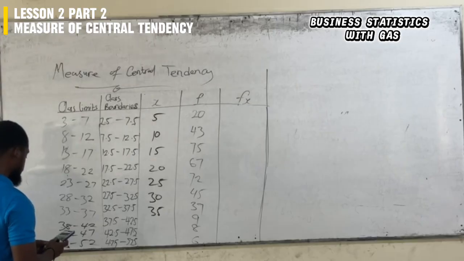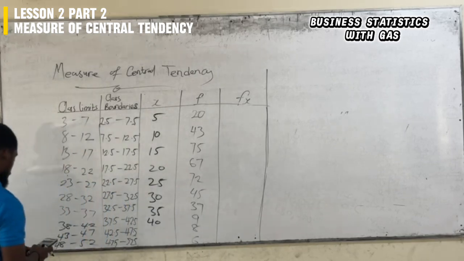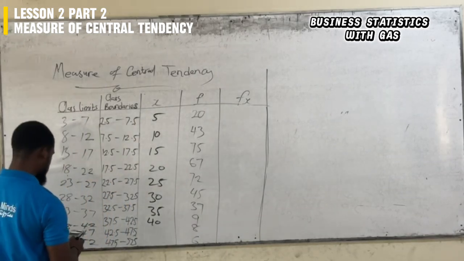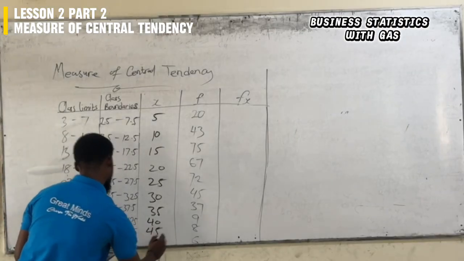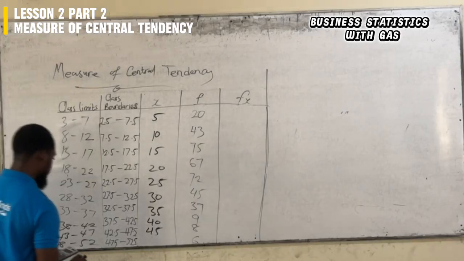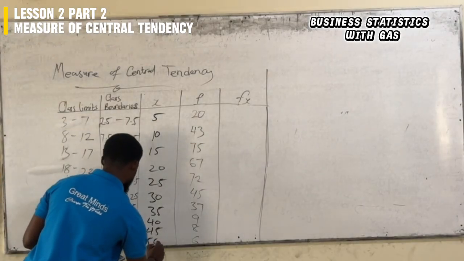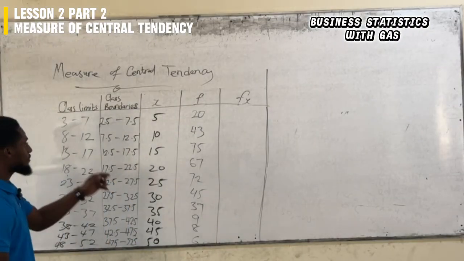When you add 38 to 42, you are getting 80, and dividing by 2, you are getting 40. When you add 43 to 47, you are getting 90, and dividing by 2, you are getting 45. When you add 48 to 52, you are getting 100, and when you divide by 2, you are getting 50. So now we have our x.